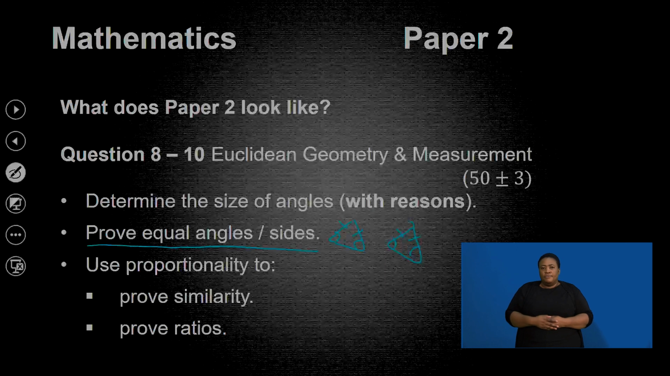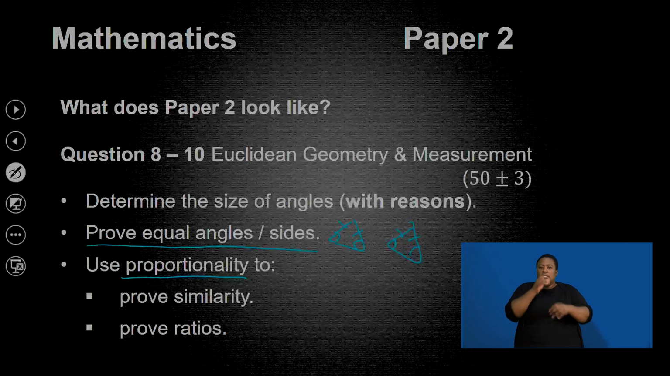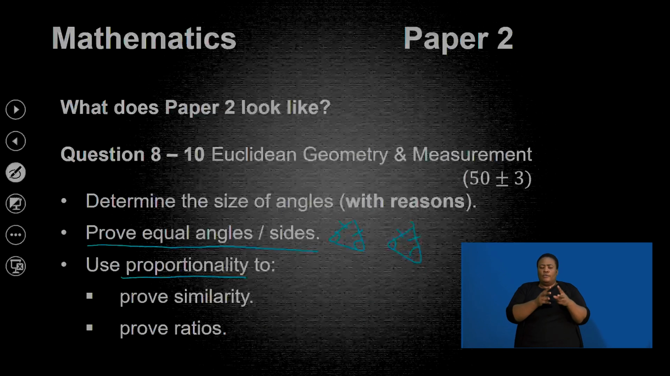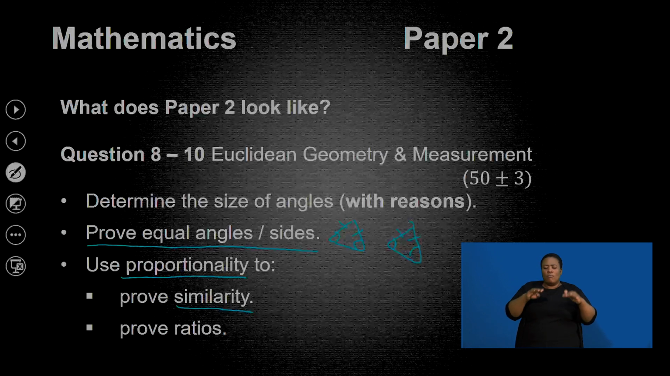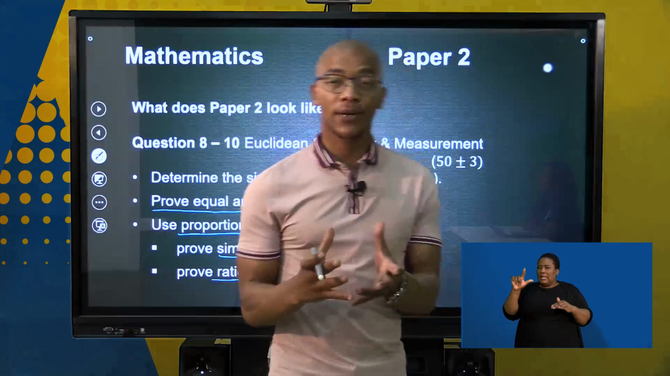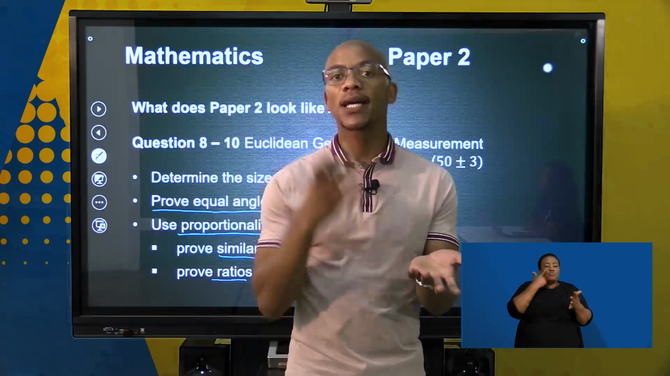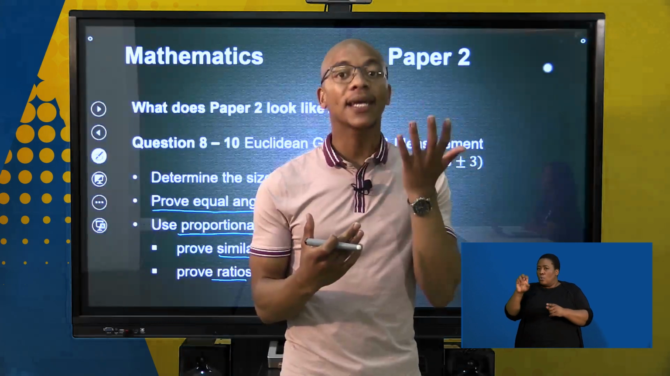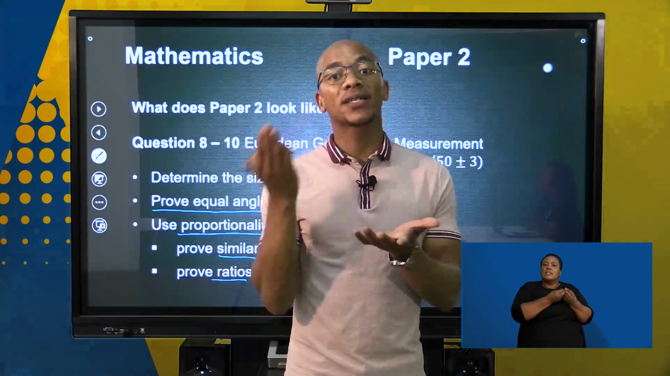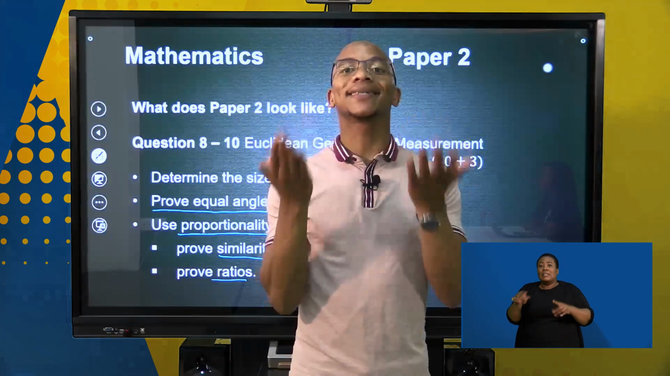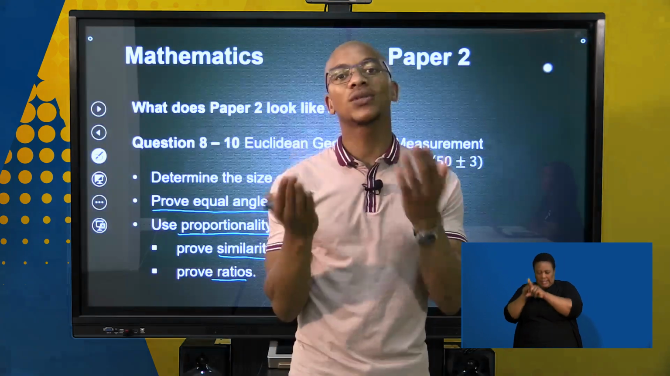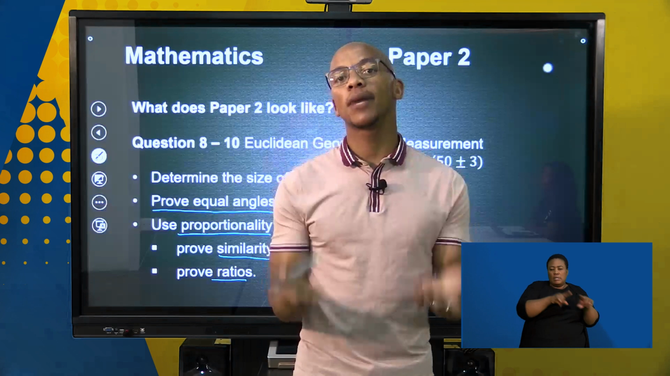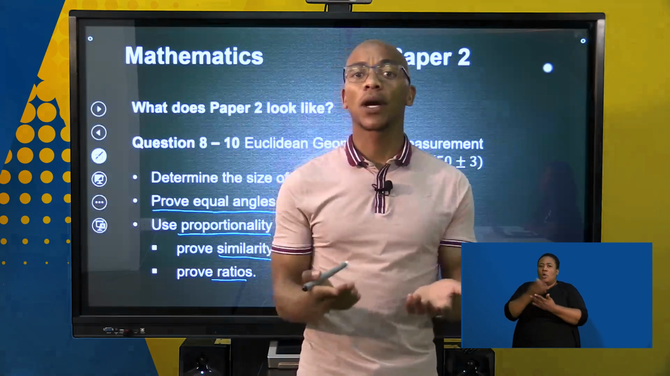And then the last concept is the grade 12 Euclidean geometry, which is proportionality. We use this to talk about similarity and to prove ratios. There is a difference, grade 12s, between similarity and congruency. Remember, similarity is things that are in proportion, whereas congruency is things that are exactly the same. So those are things that you please need to make sure that you are aware of.